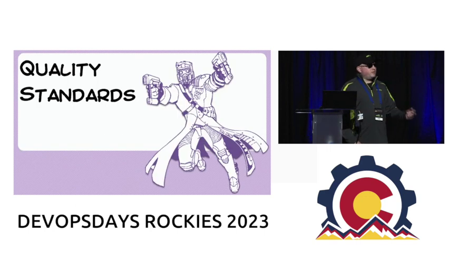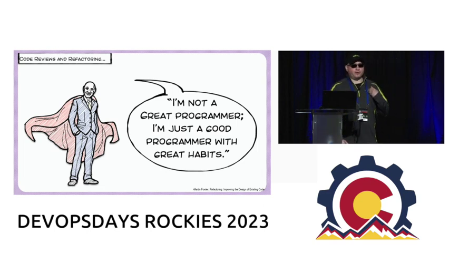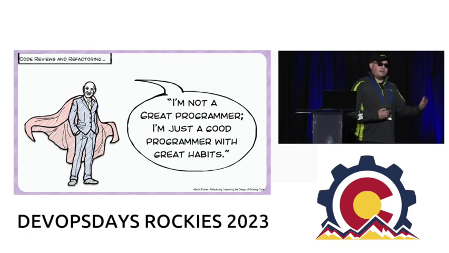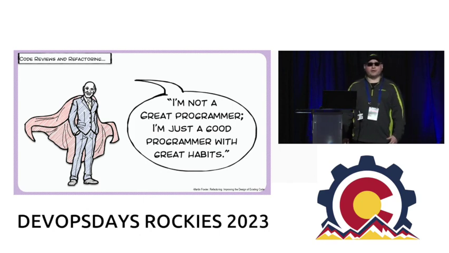Right. There's a few things that you can adopt from a quality standards perspective that I recommend teams use. Up to this point, I've shown you a lot of Avengers, but here's my personal superhero, Martin Fowler. He said, I'm not a great programmer. I'm just a good programmer with great habits. So why do we apply different standards for testing and test automation than we do with our development work? We should apply those same exact standards.